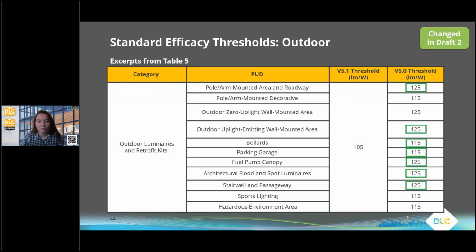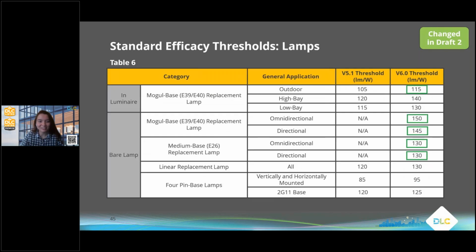For lamps, we have introduced new bare lamp thresholds for mogul-based and medium-based general applications. For in-luminaire mogul-based products, our proposed thresholds align with the analogous luminaire thresholds for high bay and low bay, and the lower level outdoor threshold for outdoor.